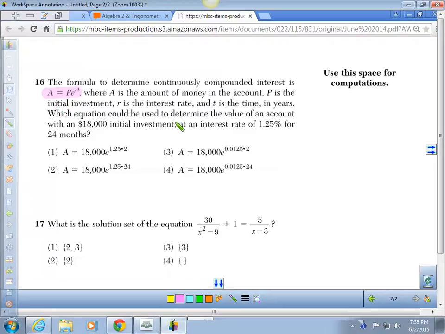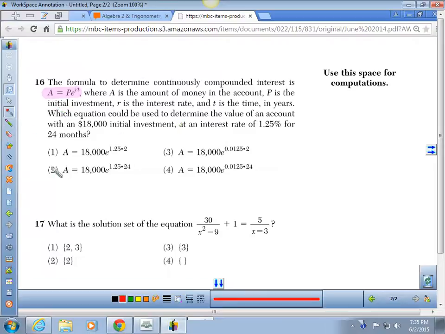They want to know which equation could be used to determine the value of an account with an initial investment of $18,000. What variable is that? That's our P, our principal. At an interest rate of 1.25%, what do we have to do with the percentages, though? To a decimal. So what is our R value going to be? 0.0125. Good. And we want 24.